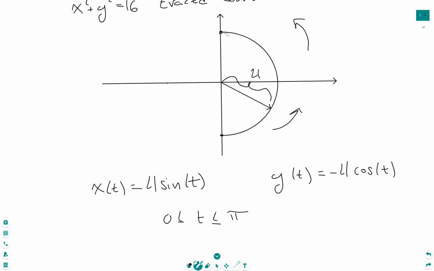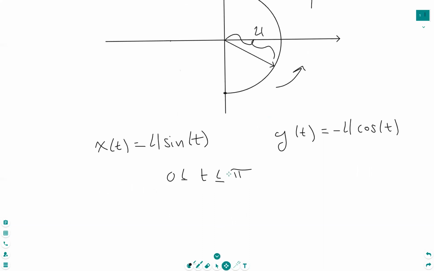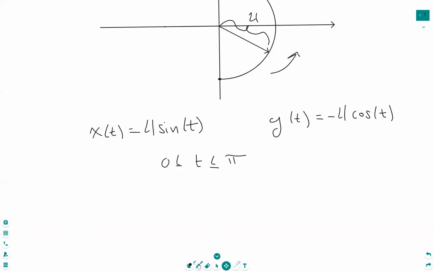Now, this isn't the only parameterization. You could have chosen 4 cosine t for x and 4 sine of t for y, and then chosen some interval, maybe negative pi to pi. That would also work. That's perfectly fine. But they always have to be self-consistent within your interval. So now that I've formed my parameterization and done some checking to make sure it's accurate, the next thing I'm going to form is the ds.